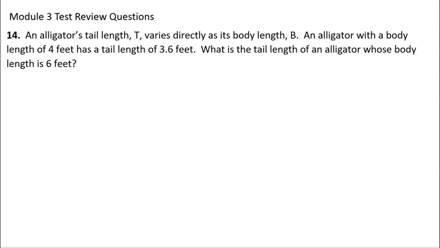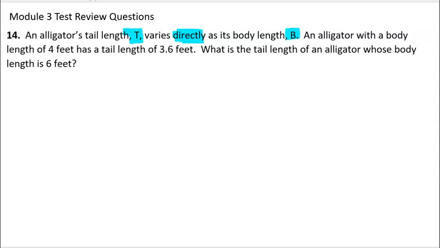So here are the key words that you need to be looking at, okay? The tail length, we're going to call it T. So I'm going to highlight that. Varies directly as its body length B. Don't do anything else until you handle that. Okay, let's do that.